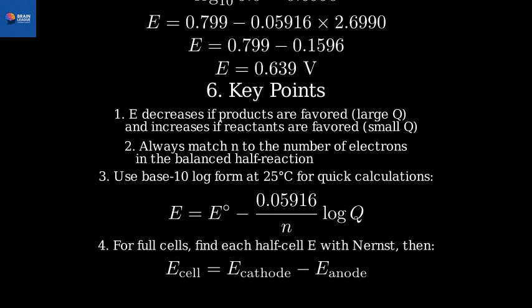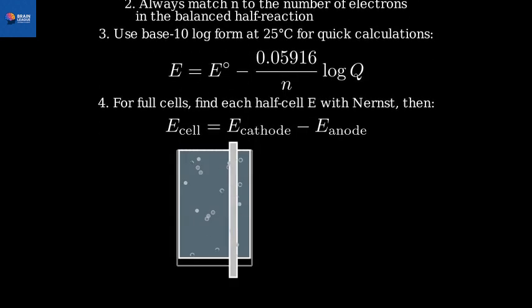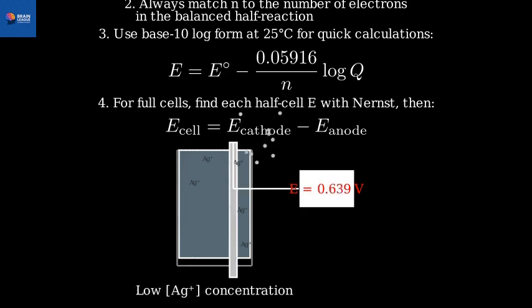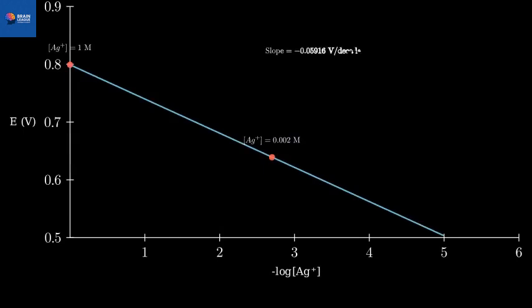Let's visualize how concentration affects the electrode potential. Here we have a silver half cell with a silver electrode in a silver nitrate solution. When the concentration of silver ions is high, there's a greater tendency for reduction to occur, resulting in a more positive electrode potential. As the concentration decreases, the electrode potential becomes less positive, following the Nernst equation. We can plot this relationship on a graph.